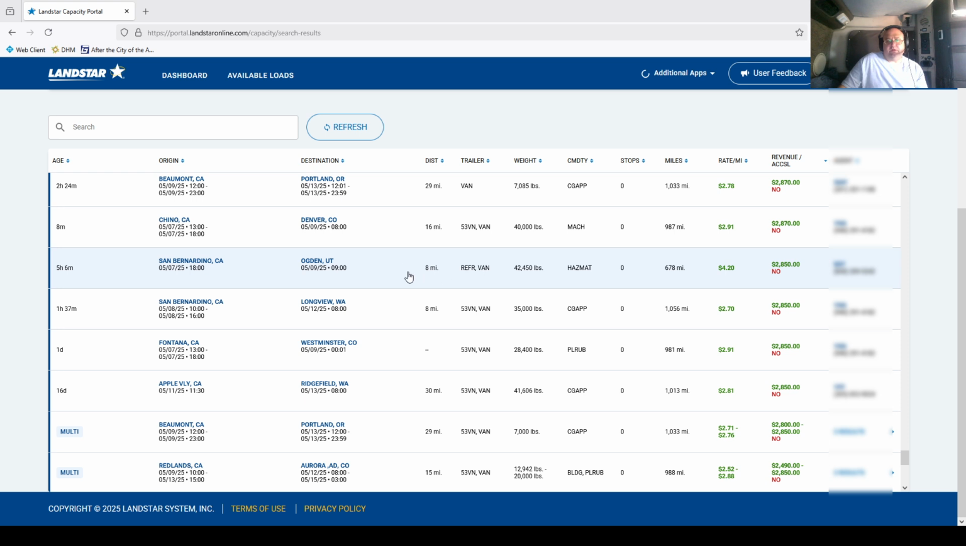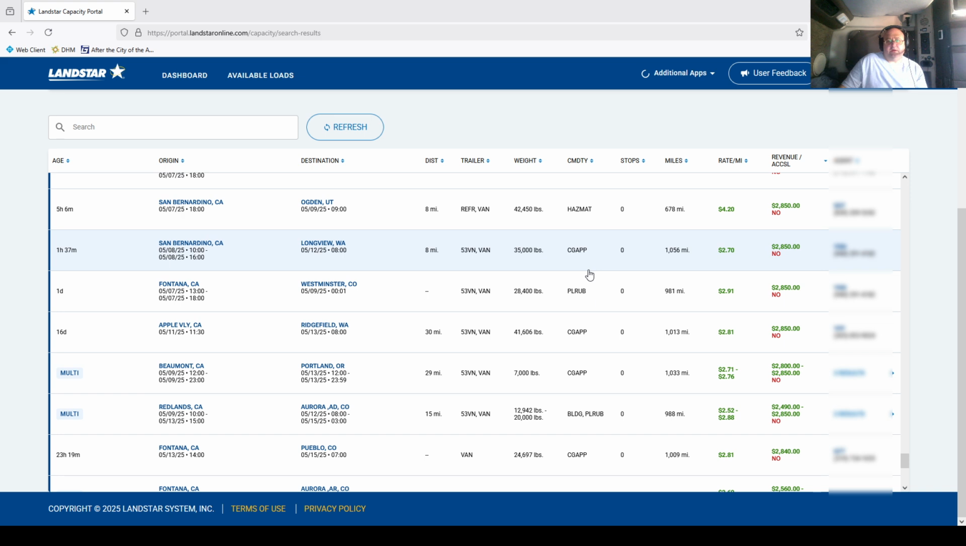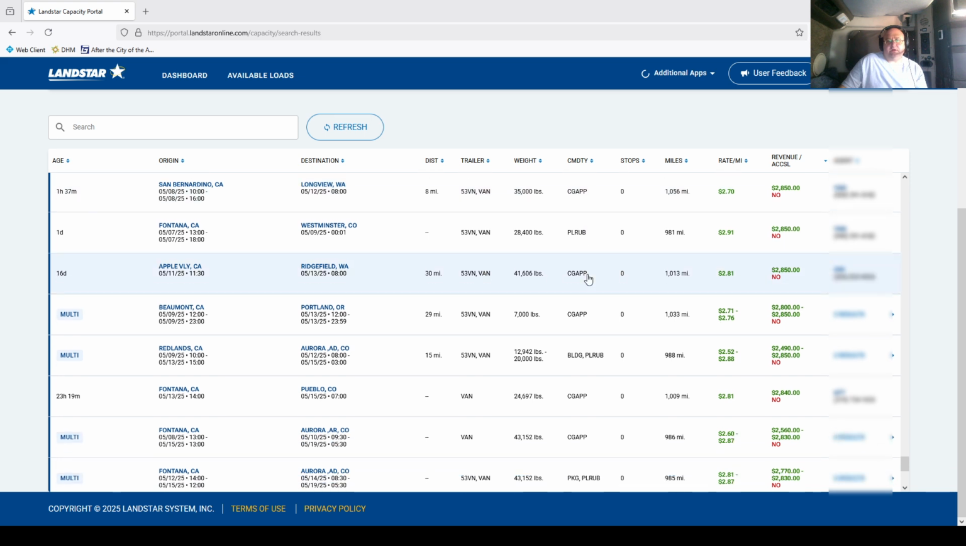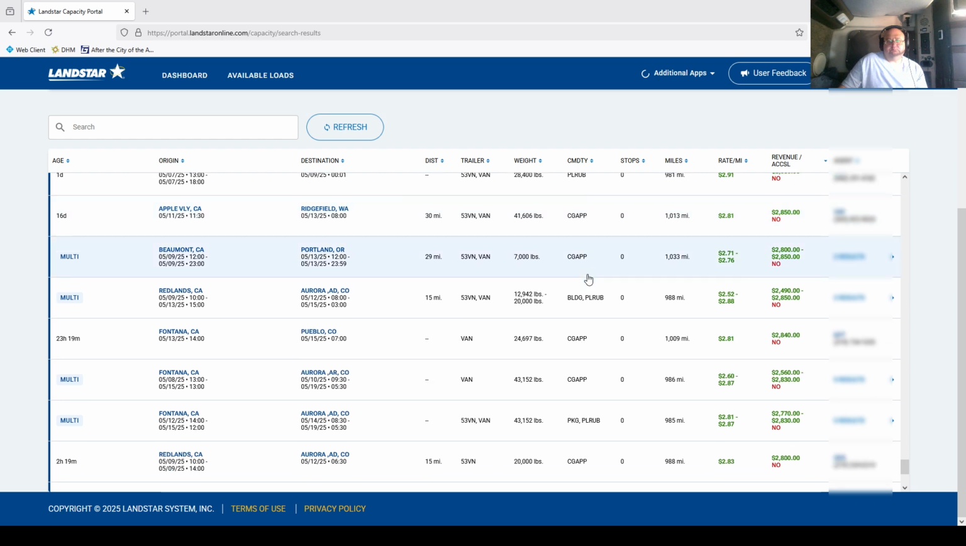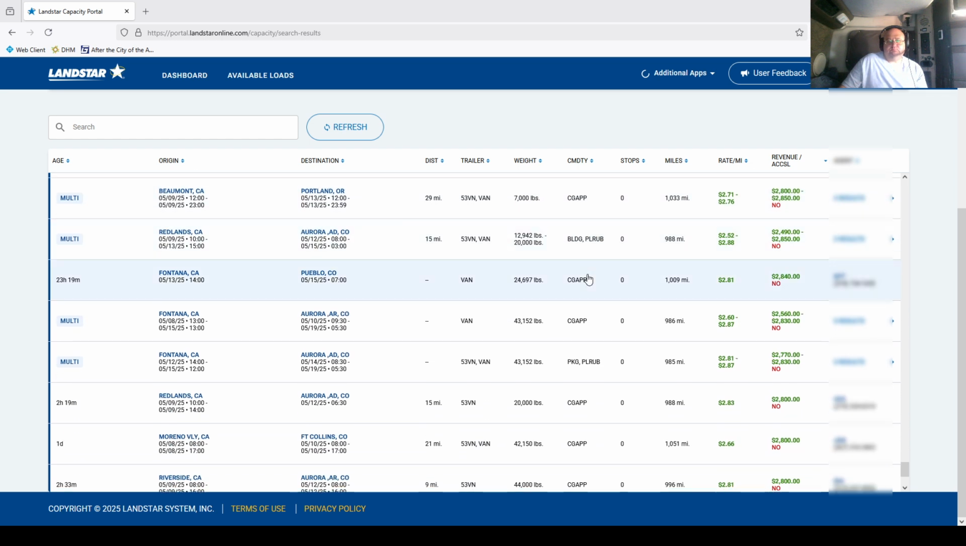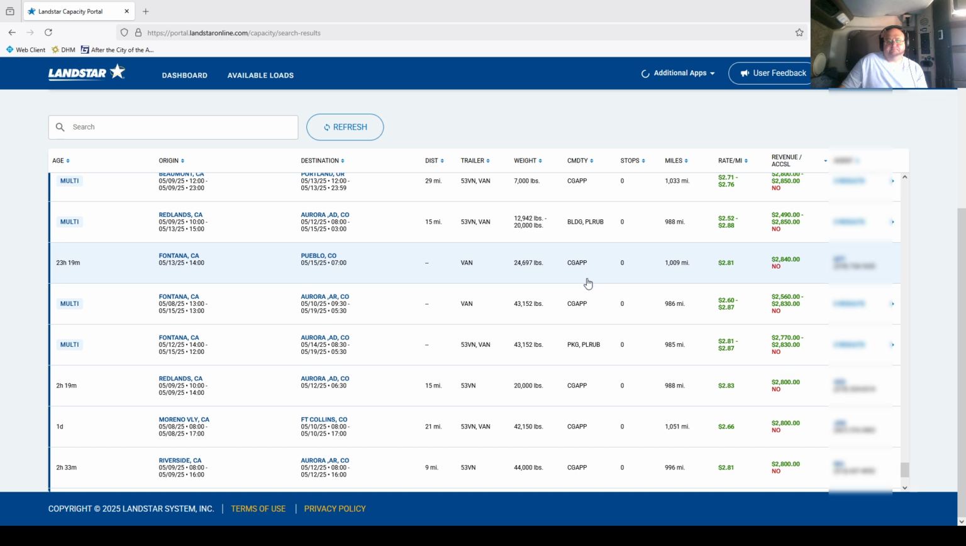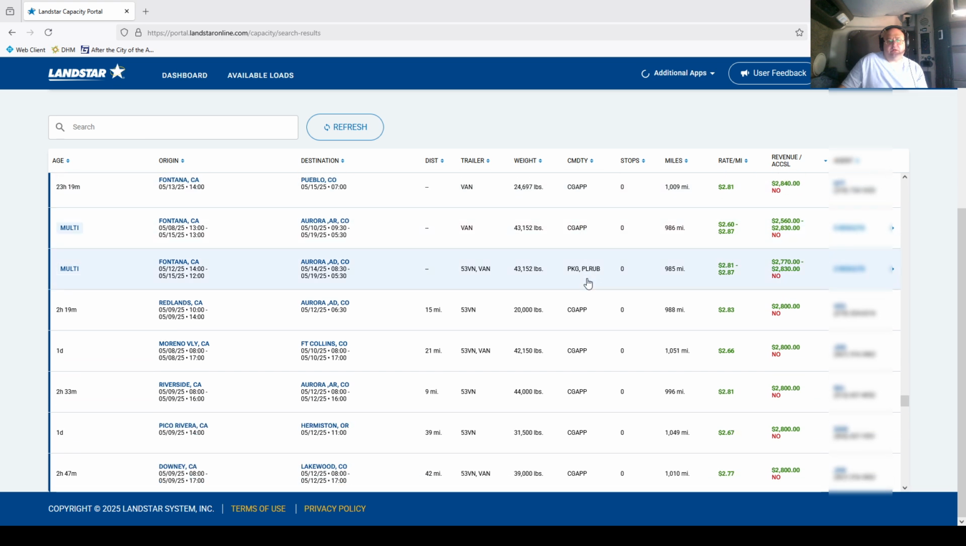There's another one of the San Bernardino to Ogden, Utah, 4.20 a mile. You're not getting 4.20 a mile. That thing's on the load board probably 100 times. Colorado, Colorado, Colorado, Colorado.